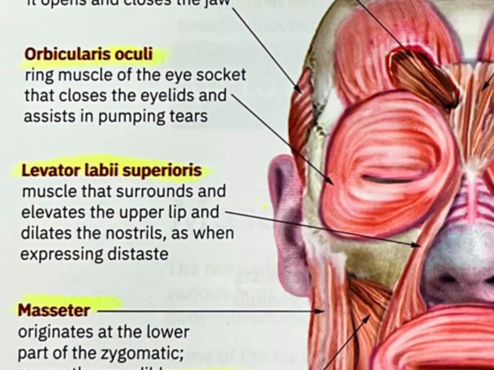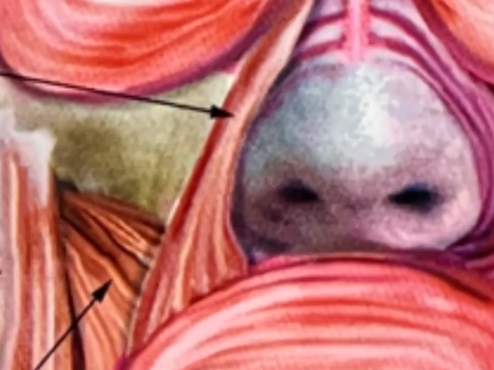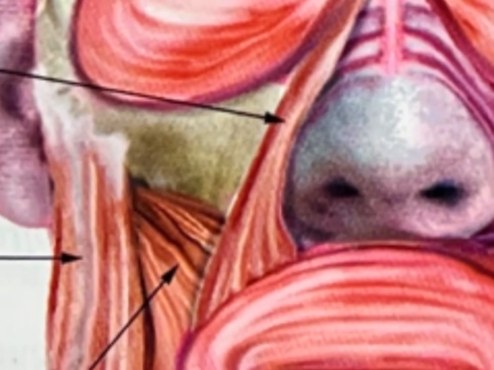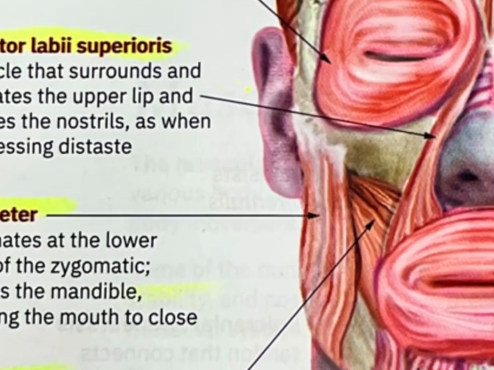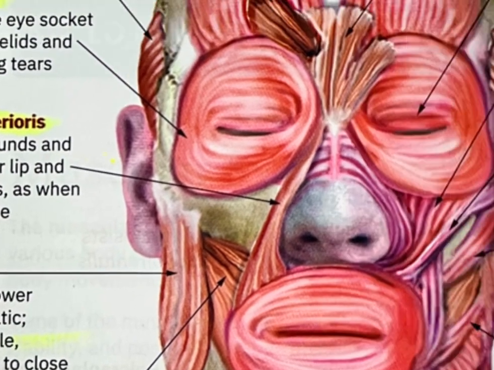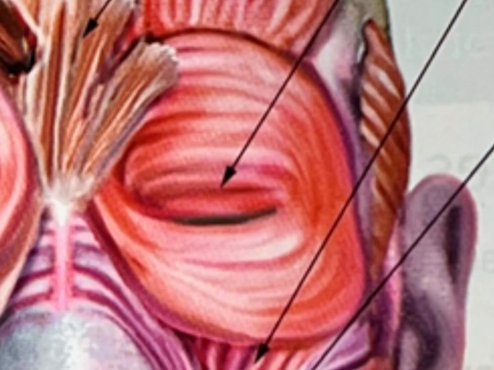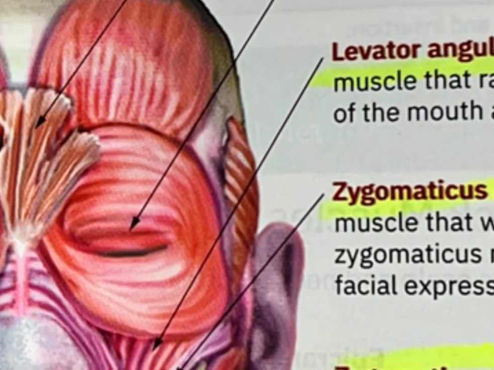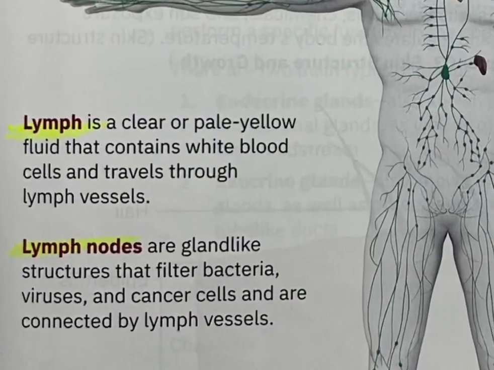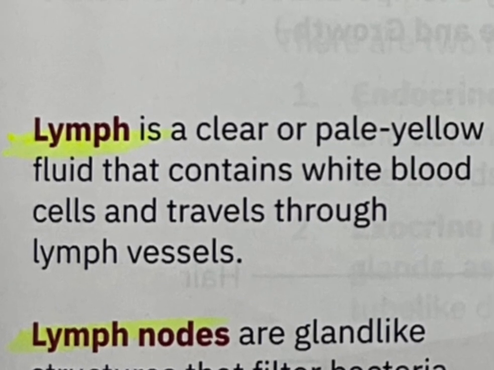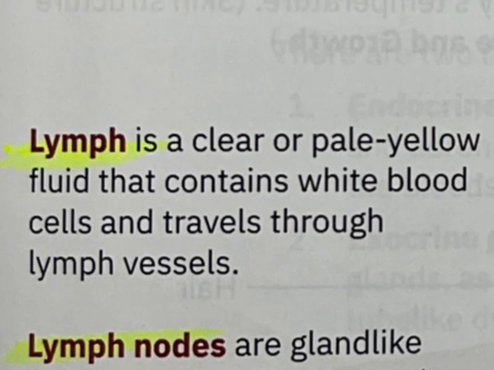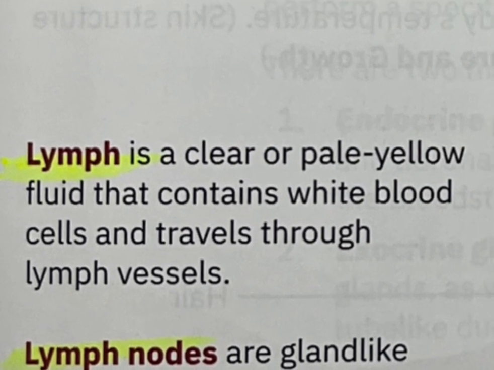Levator labii superioris, muscle that surrounds and elevates the upper lips and dilates the nostrils, as when expressing distaste. Levator palpebrae superioris, thin muscle that controls the movement of the eyelid. Lymph, clear or pale yellow fluid that contains white blood cells and travels through lymph vessels.